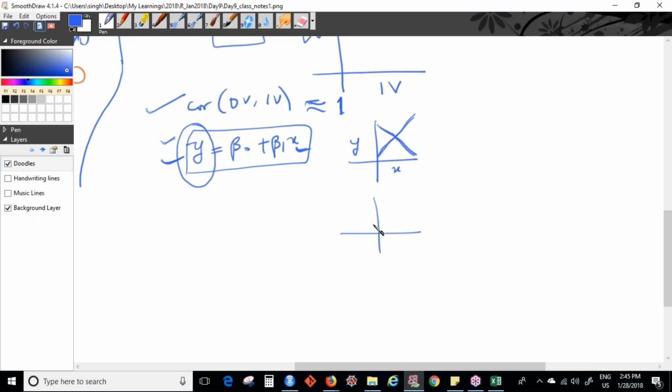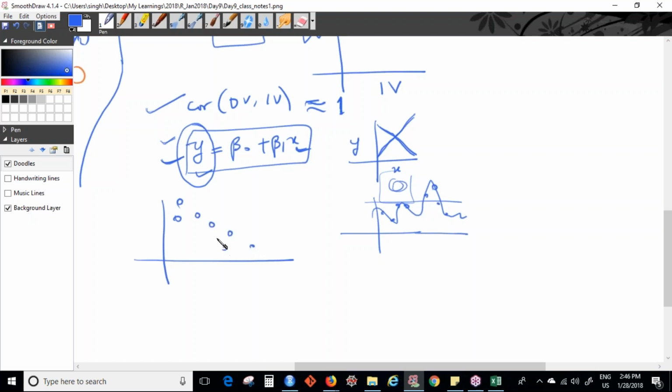But if they are not correlated, let's say the points are like this, then finding the correlation will be very difficult. The correlation will be almost zero. That means they are not correlated, so you will not be able to come up with a very good line like this. So let's imagine these are the points.